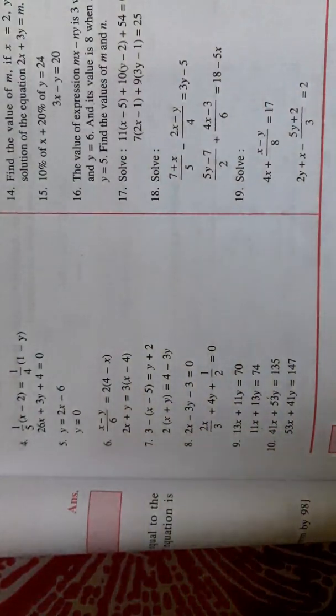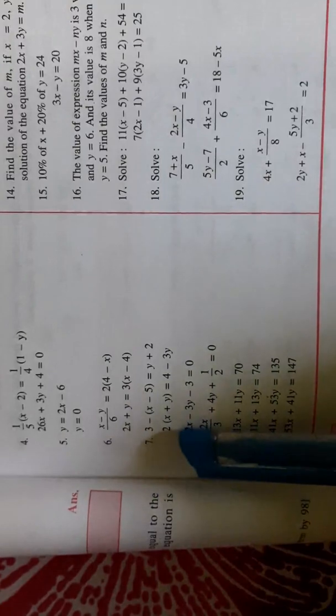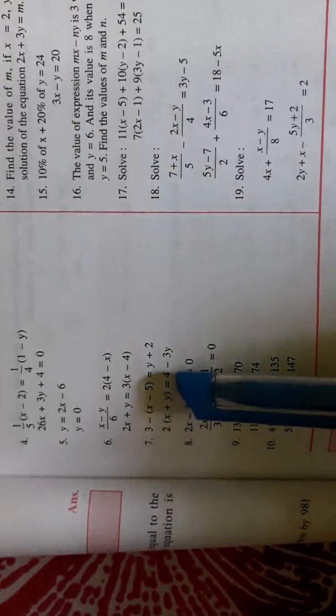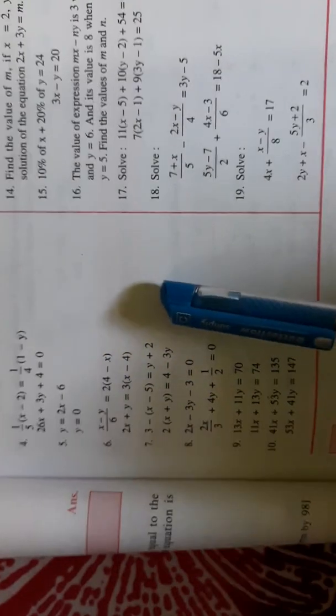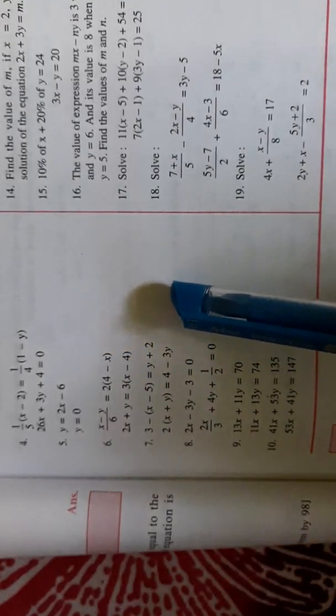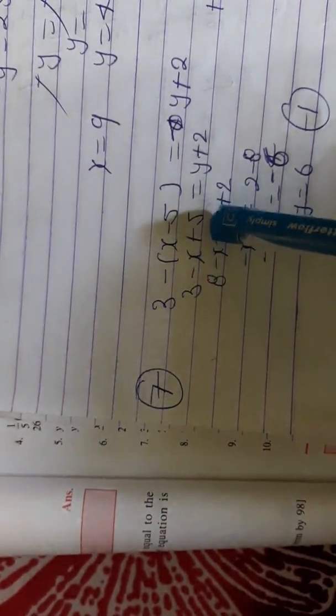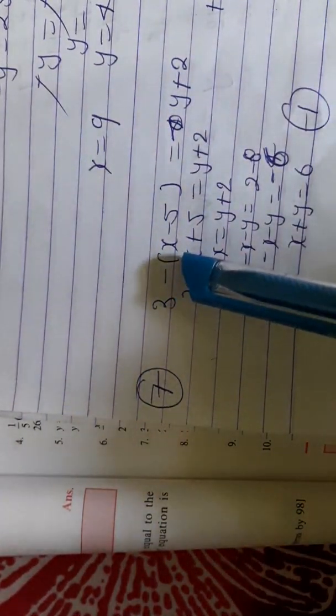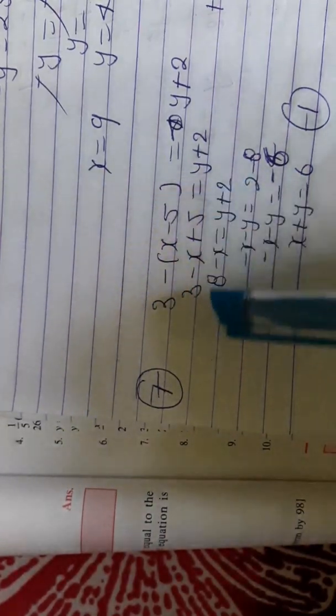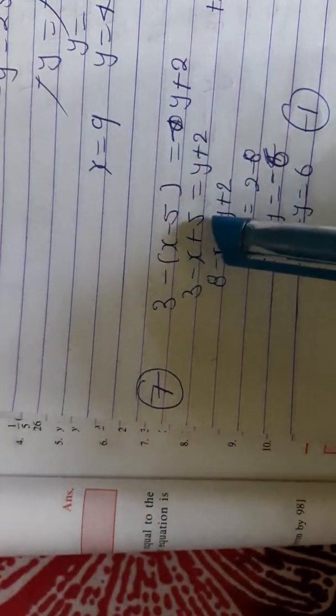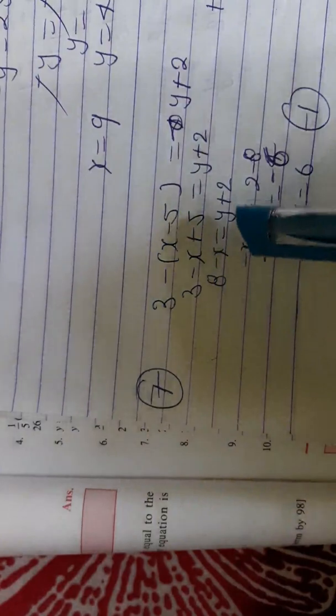Next we will do question 7. In question 7, the first equation is 3 minus in a bracket x minus 5 is equal to y plus 2, and equation 2 is 2 in a bracket x plus y is equal to 4 minus 3y. First we will put the equations in linear form. 3 minus bracket x minus 5 bracket close is equal to y plus 2. If there is a minus sign before the bracket, the signs will be changed, so 3 minus x, minus minus plus 5 is equal to y plus 2. So 5 plus 3 is 8, 8 minus x is equal to y plus 2.